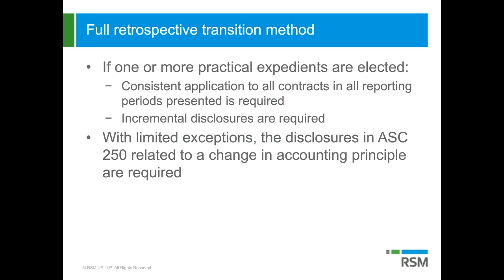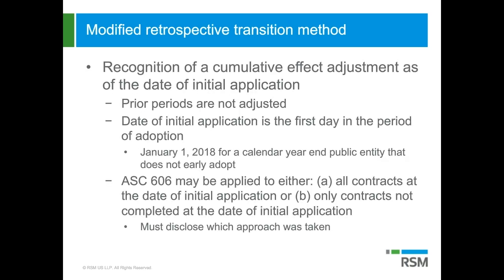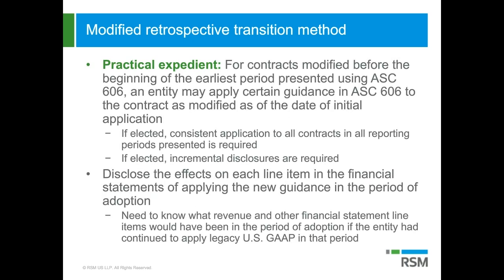Now, with modified retro, as I mentioned a few slides back, you don't have to adjust prior periods. Instead, you're going to apply 606 on the first day of adoption and get a cumulative effect adjustment. There is one practical expedient that is available here, and it's the one that relates to the contract modification one, the aggregation that I mentioned. But as I mentioned there, if you do employ the modified retro approach, there is a significant amount of disclosures that is required in the year of adoption.